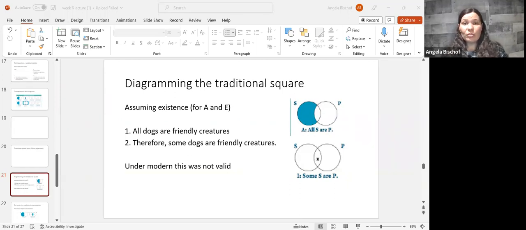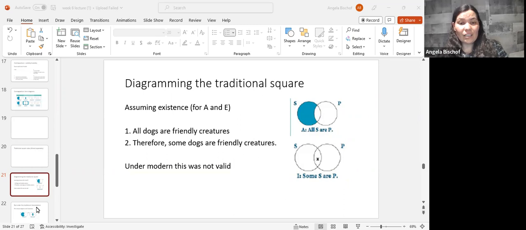When we diagram under the traditional square, O and I statements are diagrammed the exact same, but it's the E and the A statements that we have to make a slight difference. We have to assume some existence. So check this one out. All dogs are friendly creatures, therefore some dogs are friendly creatures. Remember, under the modern interpretation, this was invalid, even though when we're looking at the semantics, it seems valid. Like, how could it be the case that all dogs are friendly creatures is true, but some dogs are friendly creatures is false? That just doesn't seem possible. So this was a flaw of the modern interpretation.